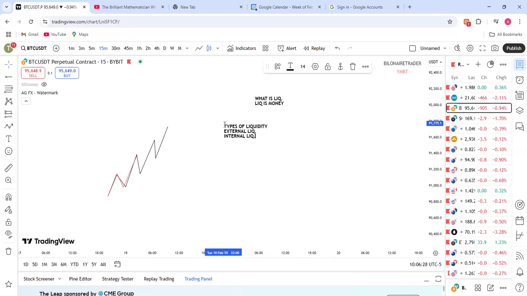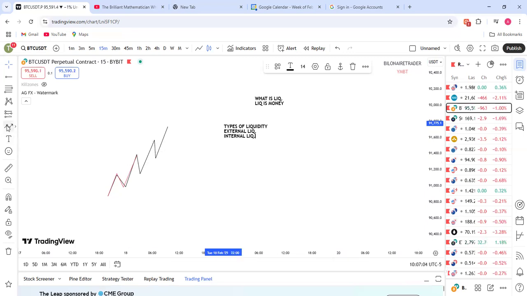So let's stick to these two types of liquidity. We have the external and the internal, or the internal and the external liquidity, right? So like the word implies, what is external and what is internal? Internal liquidity is a type of liquidity that resides or exists at the internal range of a market, while external liquidity is a type of liquidity that exists at the external range of the market.